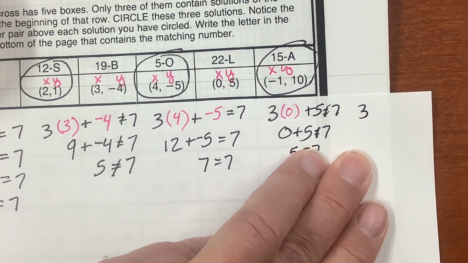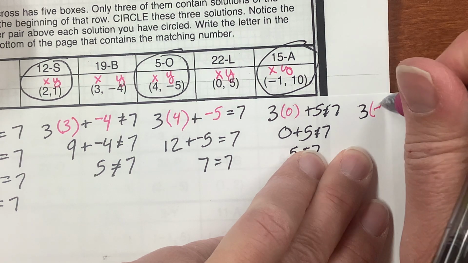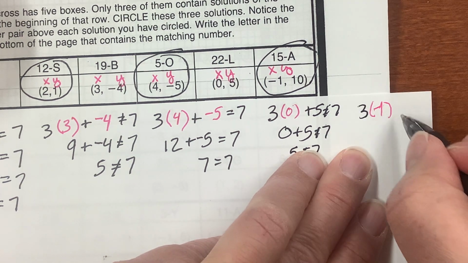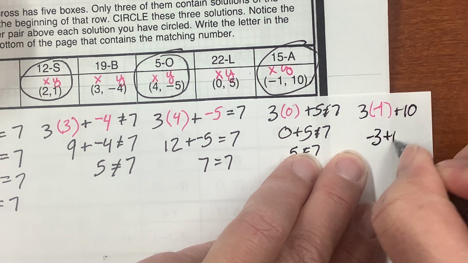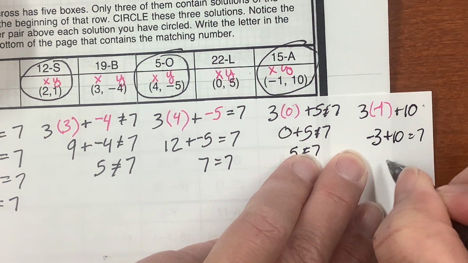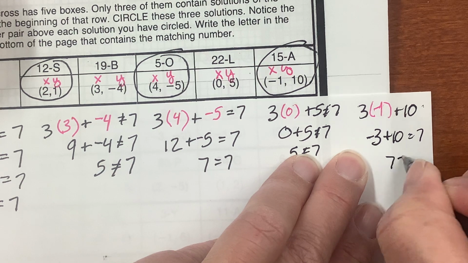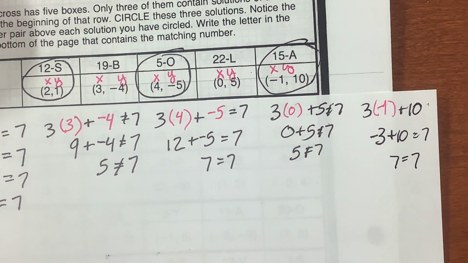3 times negative 1 plus 10. 3 times negative 1 is negative 3 plus 10. Hey, guess what? That's 7. Negative 3 and 10 is 7. That equals 7. So that one did work.